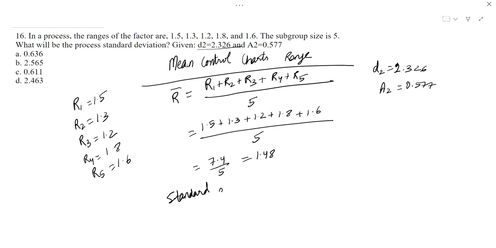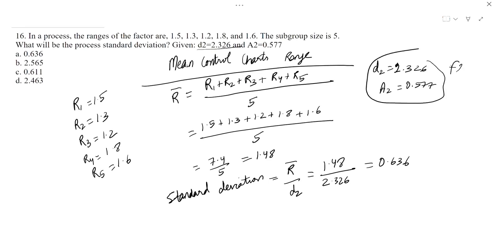Now the standard deviation for the mean control chart ranges is R bar by D2. This is 1.48 by 2.326, which is equal to 0.636. Now we have a table. When the sample size is 5, we get this data from the table. So with this we find the standard deviation, which is 0.063. Correct option is A.